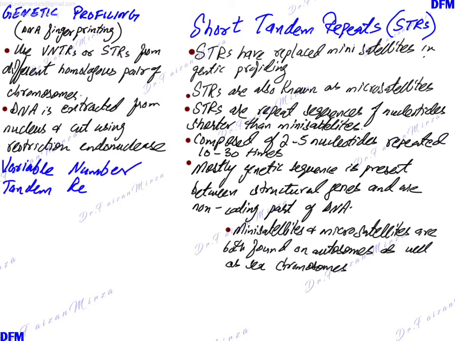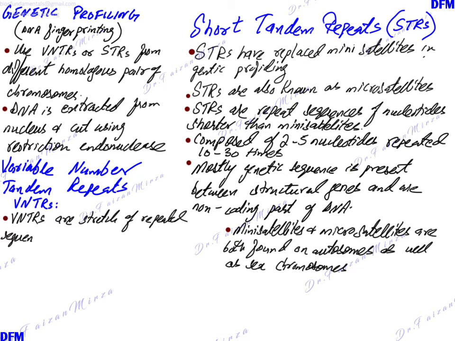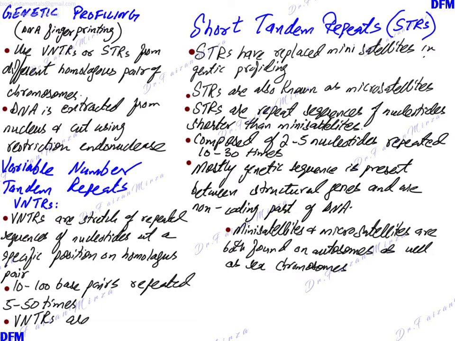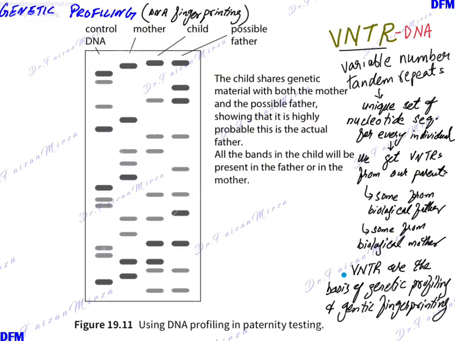Variable number tandem repeats are the mini satellites, the ones which were used before STRs. Even now, VNTRs can be used. VNTRs are stretches of repeated sequences of nucleotides at a specific position on the chromosomes, and they occupy the same position on the homologous pair. There are 10 to 100 base pairs repeated 5 to 50 times, and these VNTR sequences are also called mini satellites. So this is just a basic comparison of mini satellites and microsatellites, and both can be used for genetic profiling.